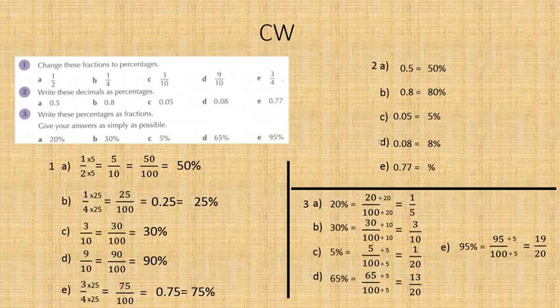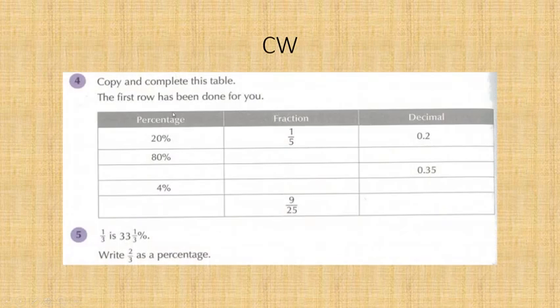And by the way, guys, divisibility rules are going to help you to simplify the fractions, and I said that before. Okay, so let's go for the second question. Copy and complete this table. The first row has been done for you. Here it's 20%, and here the fraction is 1 over 5, and the decimal is 0.2. Okay, let's complete that. 80%, the fraction is going to be 80 over 100, and when you simplify it, it's going to be 4 over 5. And to change it into a decimal, you will just move the decimal point 2 steps to the left because you're dividing by 100.